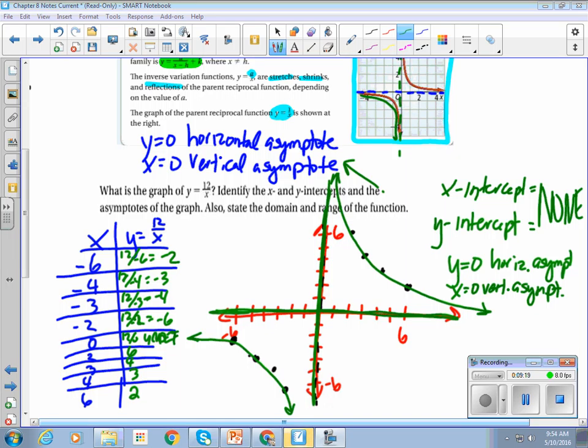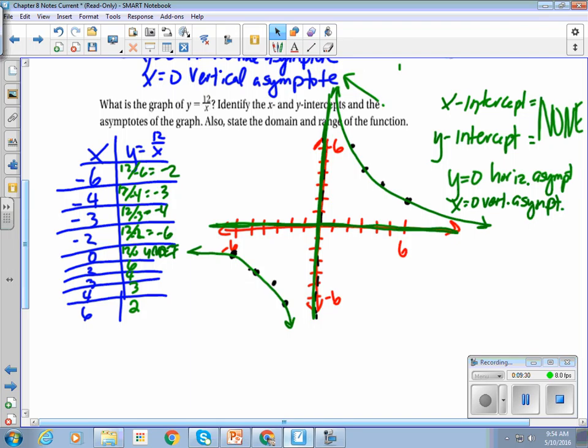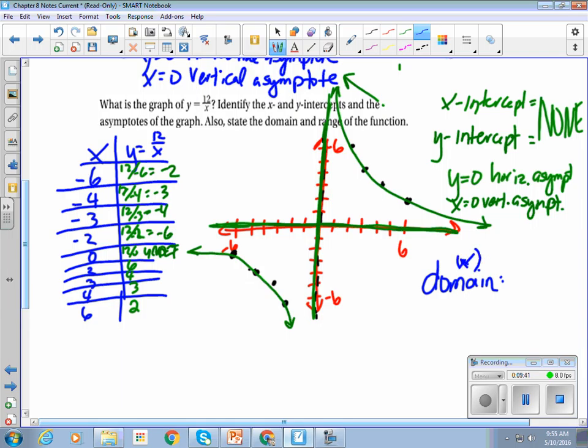Also, state the domain and range of the function. Well, I'm looking at my graph. The restriction on our domain: I can plug any x value, because domain is our x values. I can plug any x value into this function except what? What is a no-no for this function in x? 0. So we say our domain is all real numbers except x equals 0.